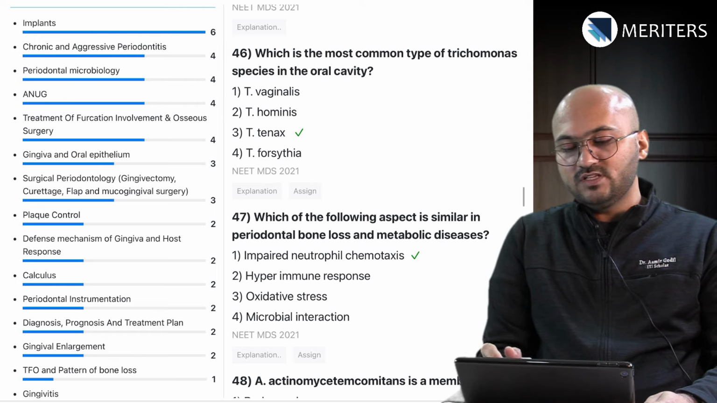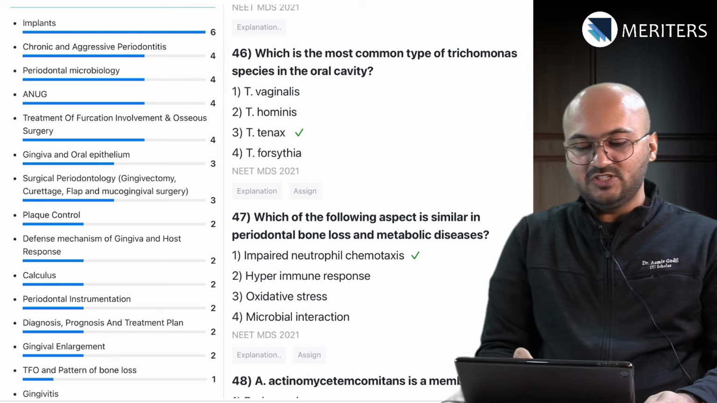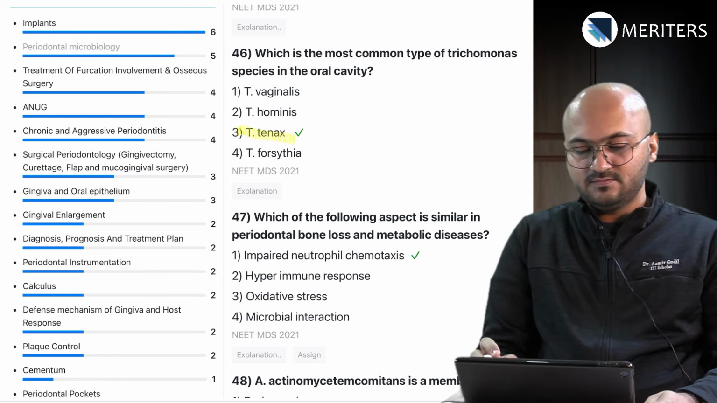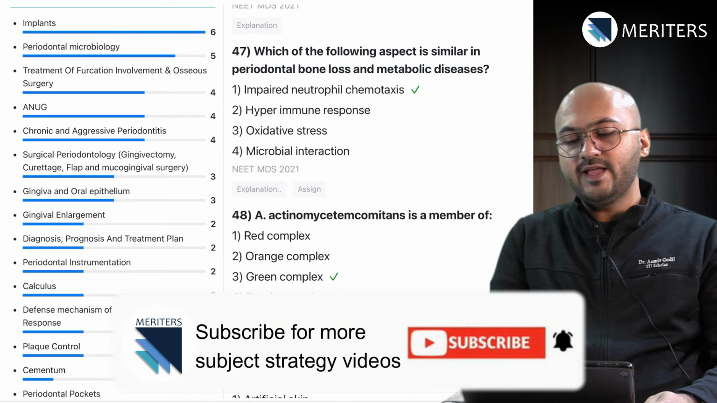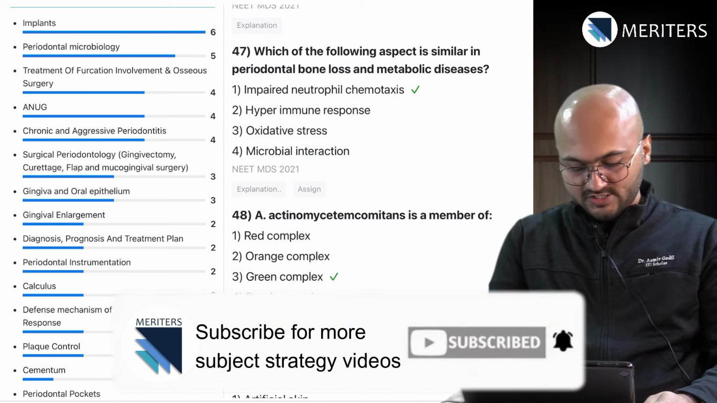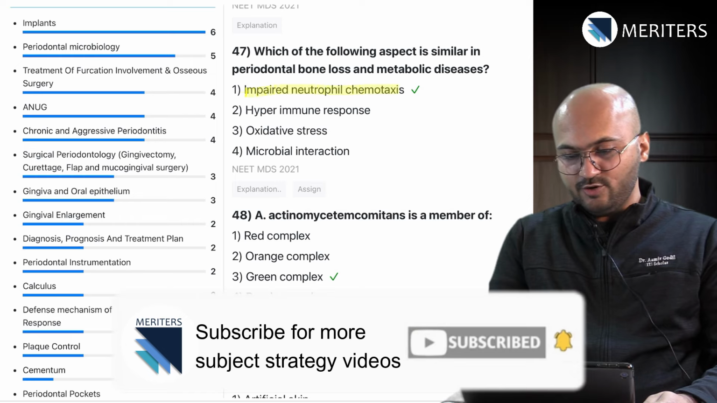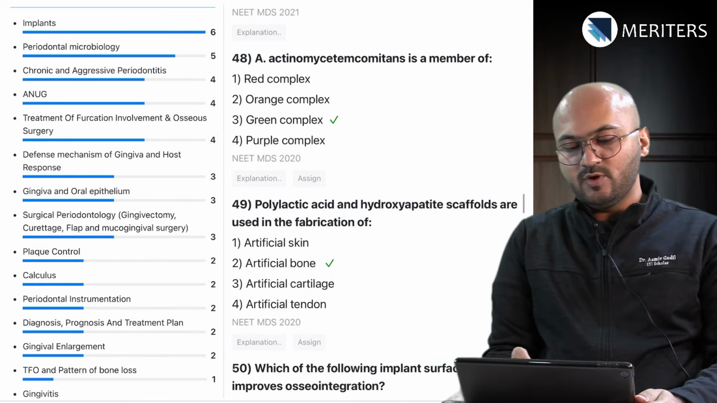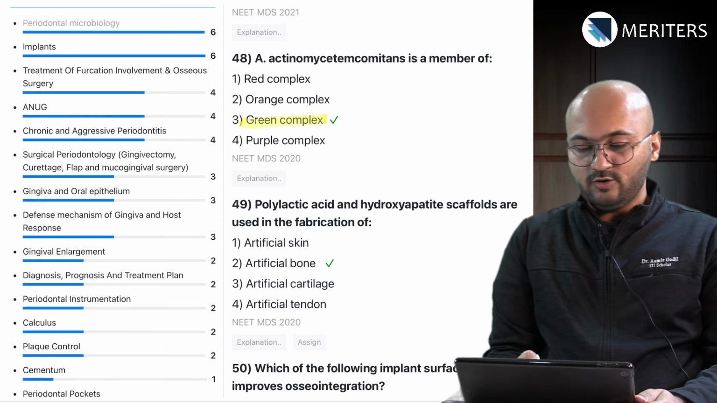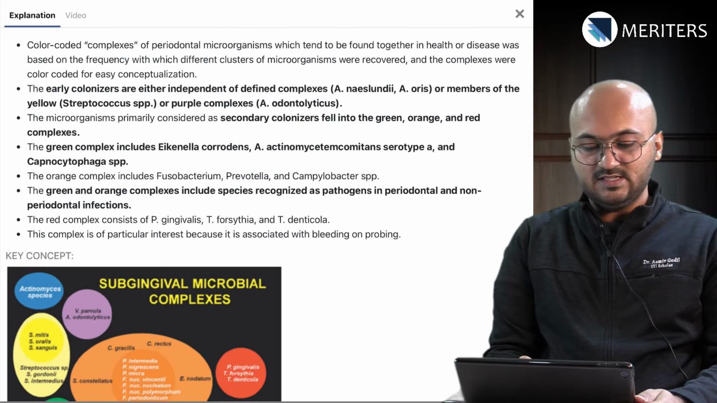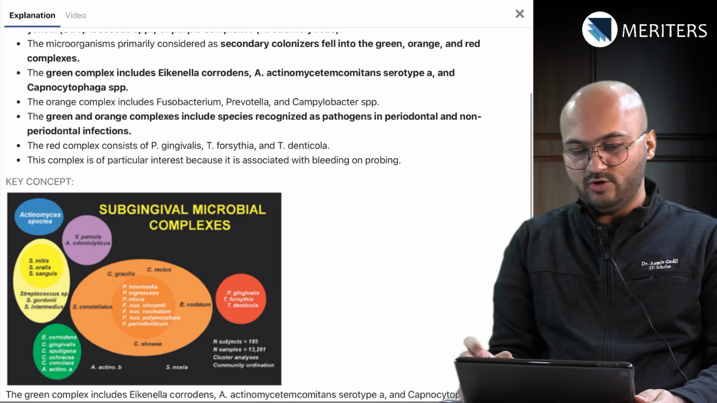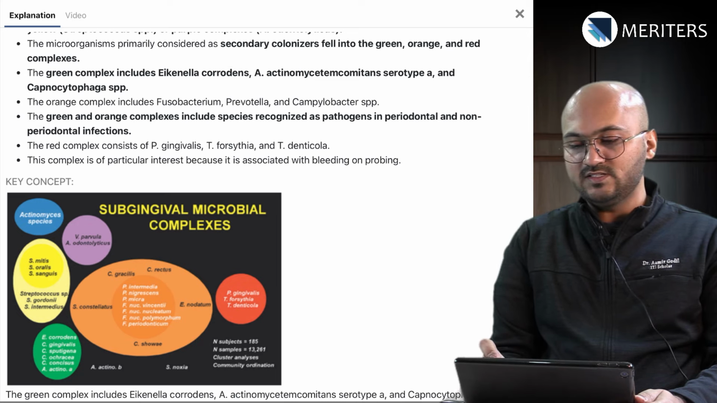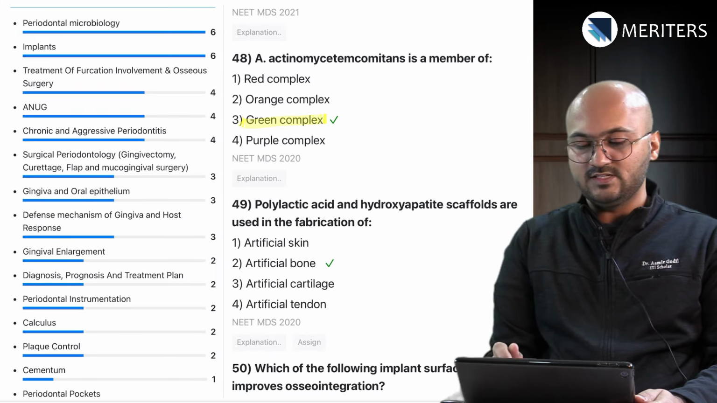Then which of the following is the most common type of Trichomonas species in the oral cavity? T10X. Which of the following aspects is similar in periodontal bone loss and metabolic disease? Impaired neutrophil chemotaxis. Next question. AA is a member of the green complex. Plaque microflora, all the complexes. This image in the key concept is very important. Make sure that you remember these microorganisms and their complexes properly.